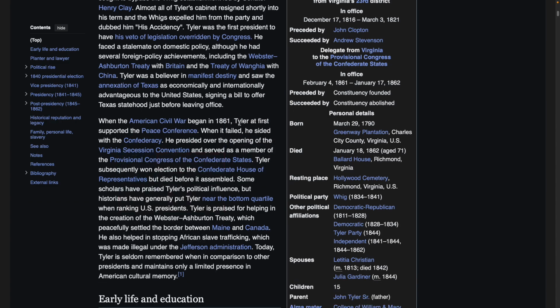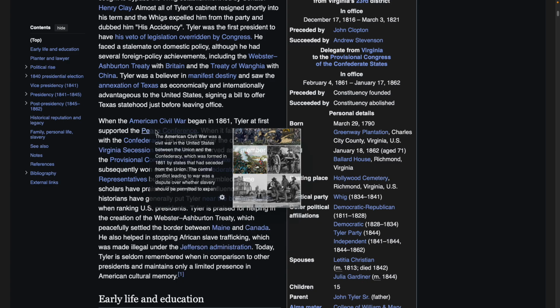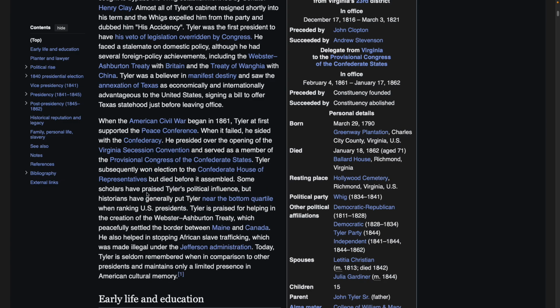When the American Civil War began in 1861, Tyler at first supported the Peace Convention. When it failed, he sided with the Confederacy. He presided over the opening of the Virginia Secession Convention and served as a member of the Provisional Congress of the Confederate States. Tyler subsequently won election to the Confederate House of Representatives. If y'all don't remember what the Confederacy is, and the Civil War was, and all these terms that are in blue here, don't be alarmed. I don't really remember what they are either. I'm planning to, at some point, read a little bit about them. But yeah, I'm just as confused as you are.